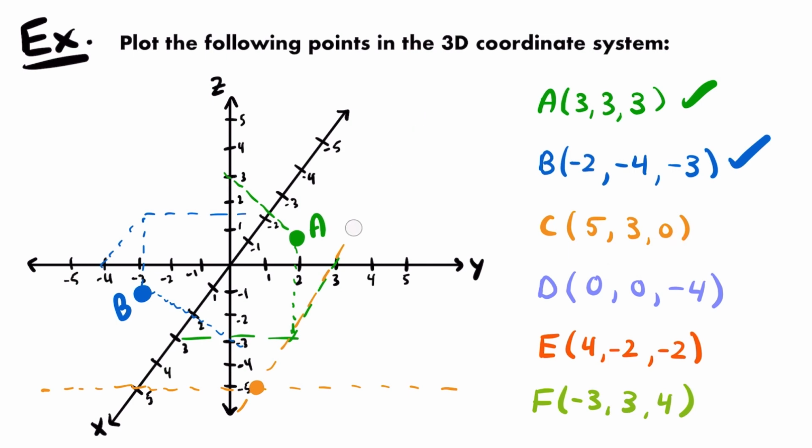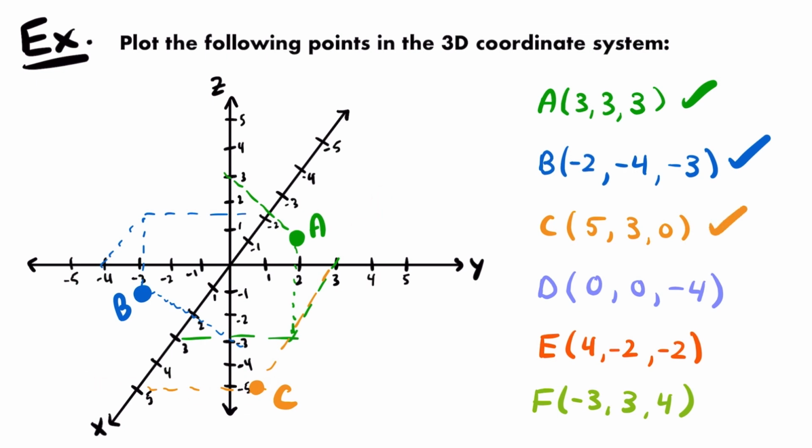And so if I remove some of these excess lines here, you can see that point C is this point right here. We are at the point 5, 3, 0. Okay, so when you don't have a z coordinate, plotting points in the three-dimensional coordinate system is pretty simple. You just determine where the parallel lines would meet from your respective x and y values.